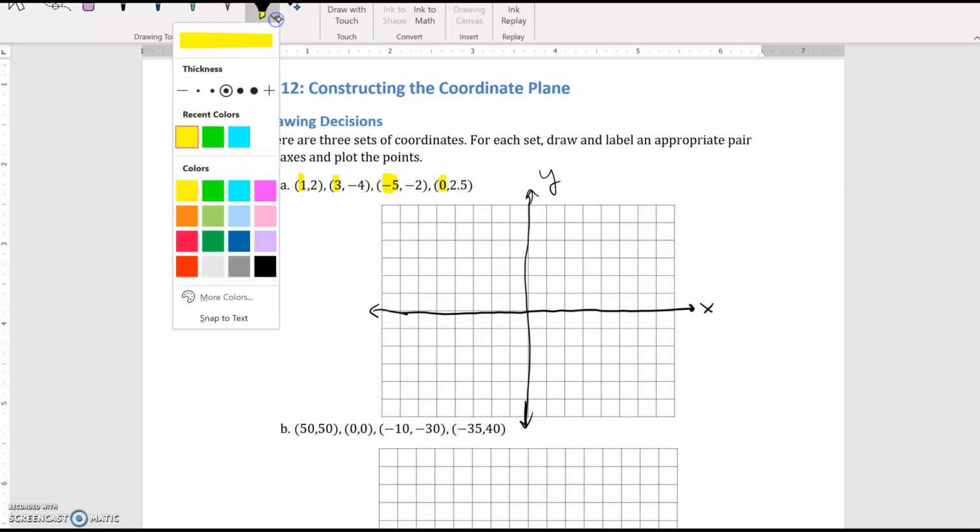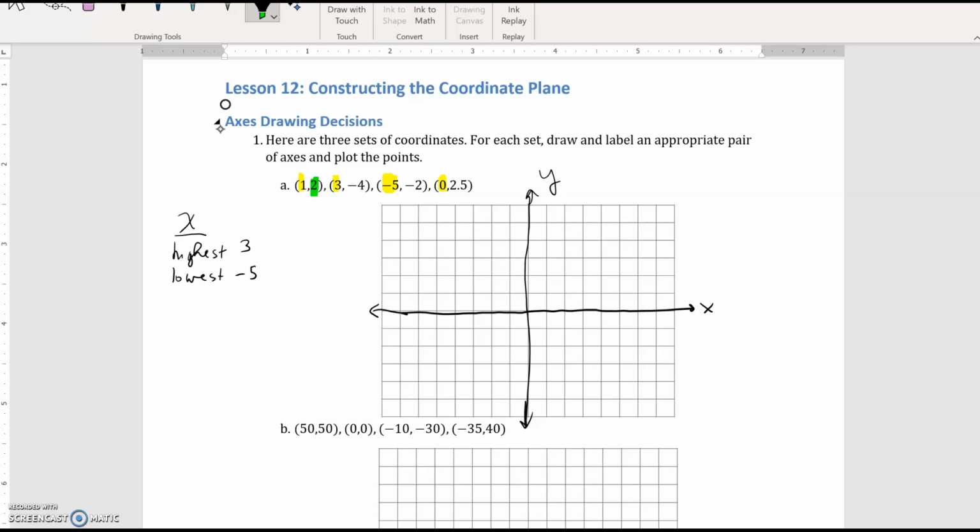And then for all my y values, my highest is a 2.5, and then my lowest is -4. So it seems reasonable for me to just count by ones in my graph because it will fit every point. So I'm going to count by ones.